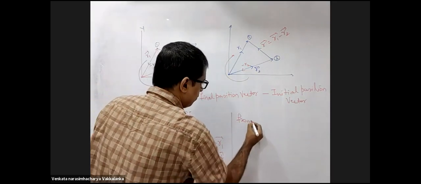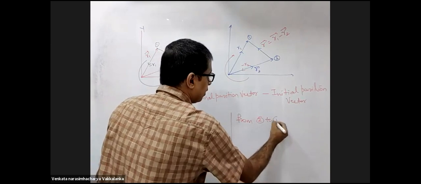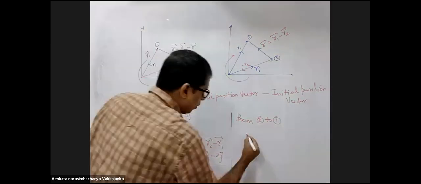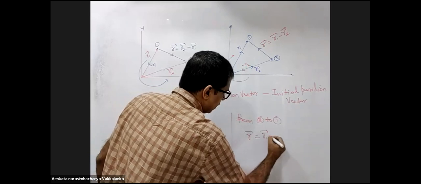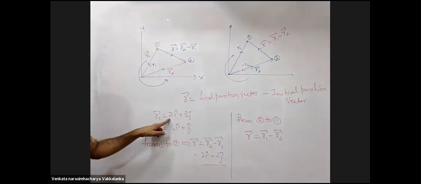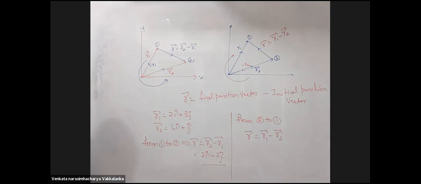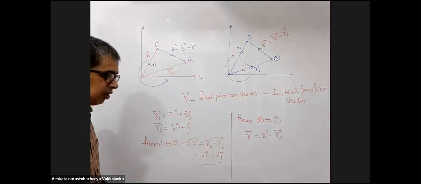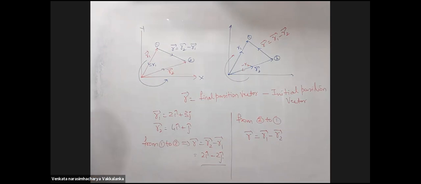Similarly, from 2 to 1, R will be R1 minus R2. Final is R1, initial is R2. Subtract, see what you are getting, and tell me when you are done. Minus 2i cap plus 2j cap. Right, perfect.